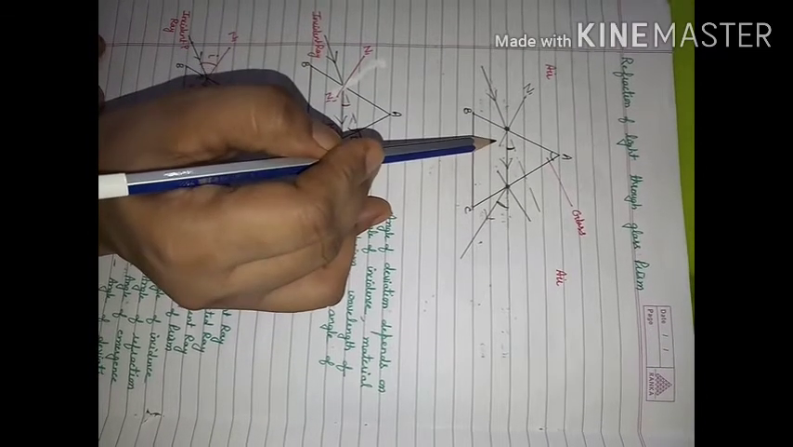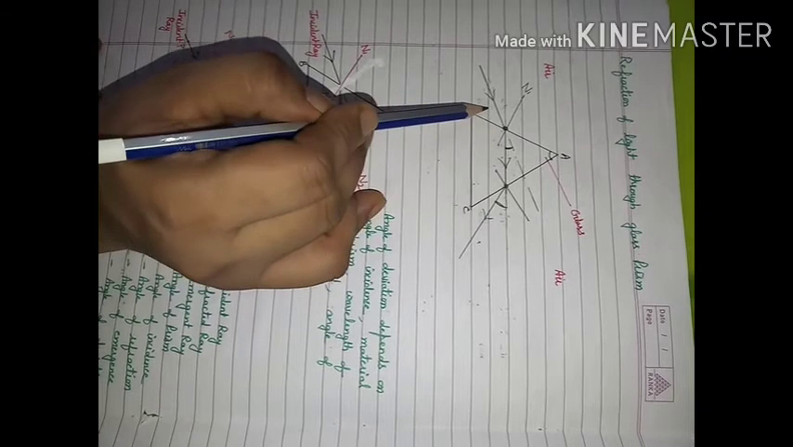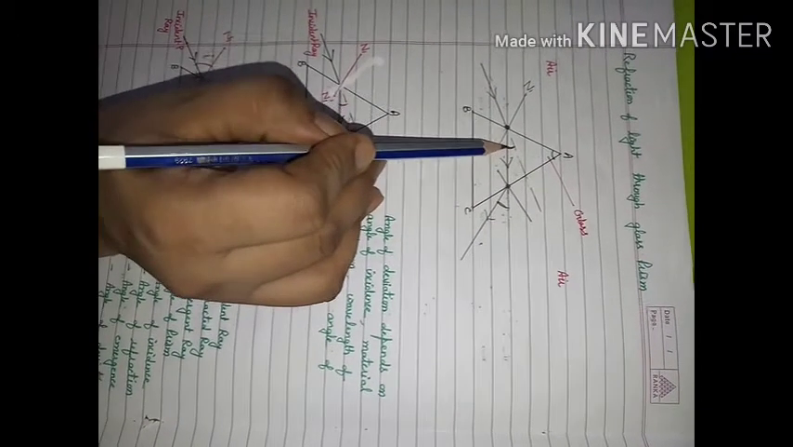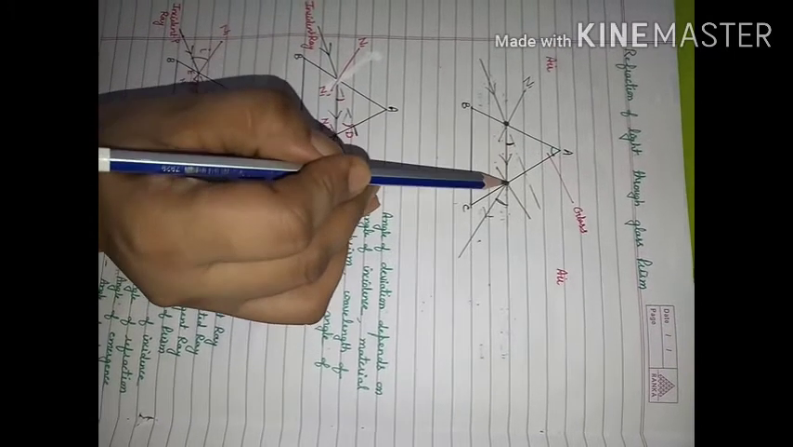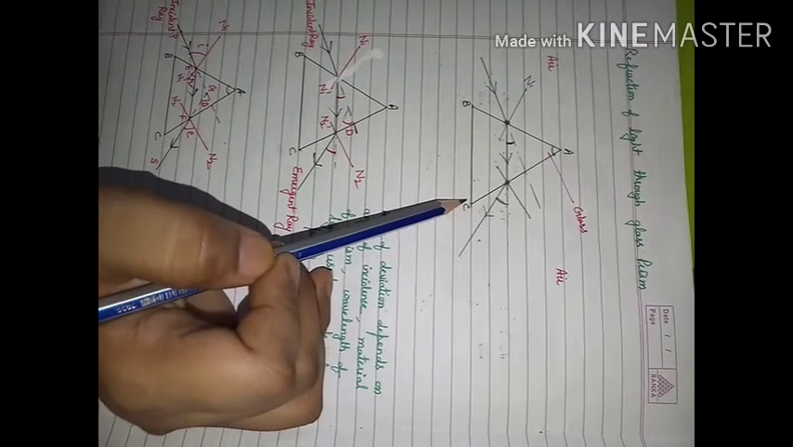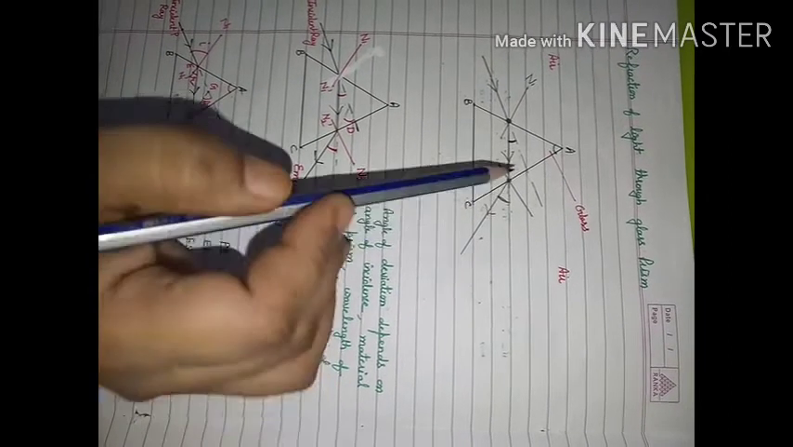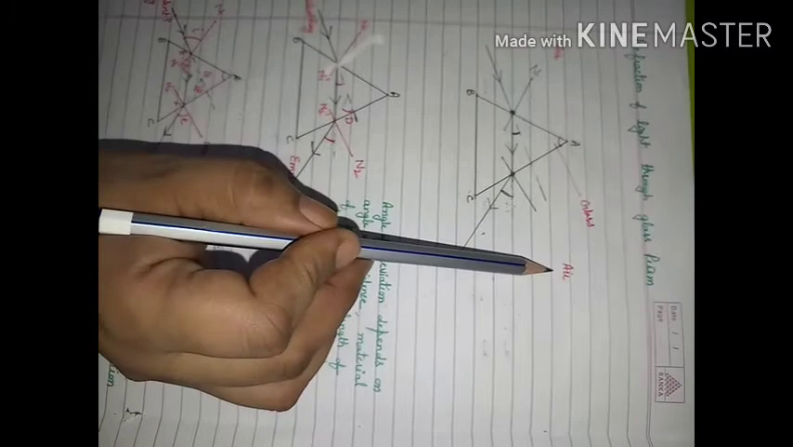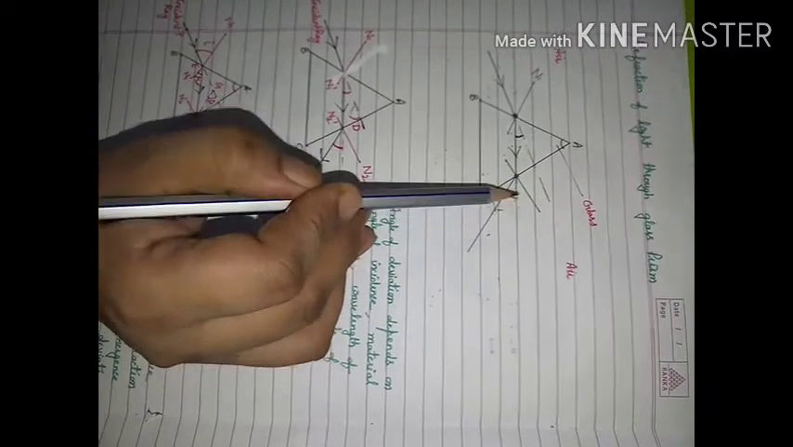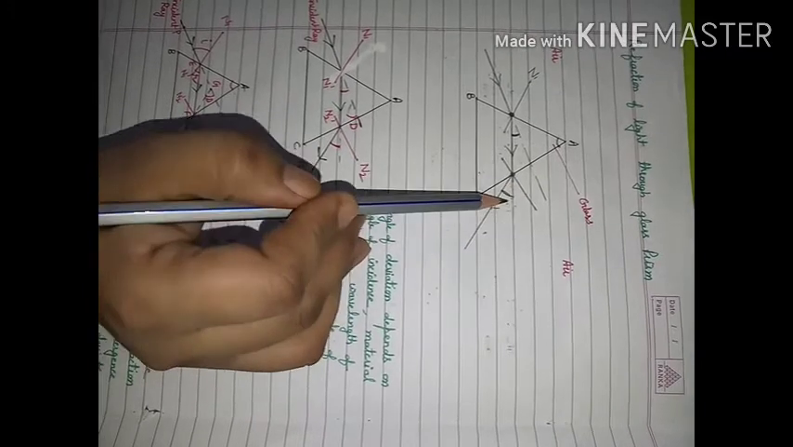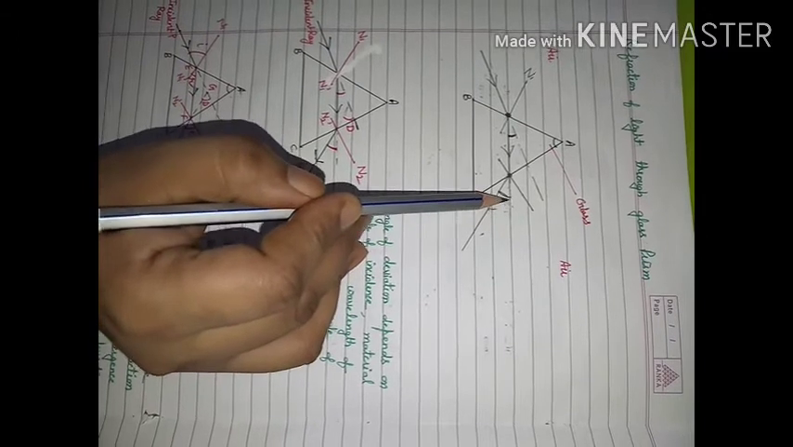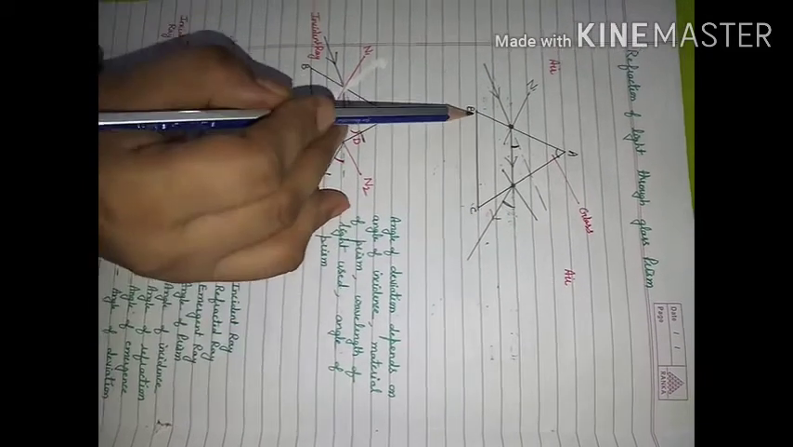We have drawn normal. So when ray of light goes from rarer to denser medium, this ray of light will bend towards the normal. So this will be the path followed. And when it falls on AC, again it will suffer refraction a second time. So now it is going from glass to air. So in this case, it will not move towards the normal. It will move away from the normal.